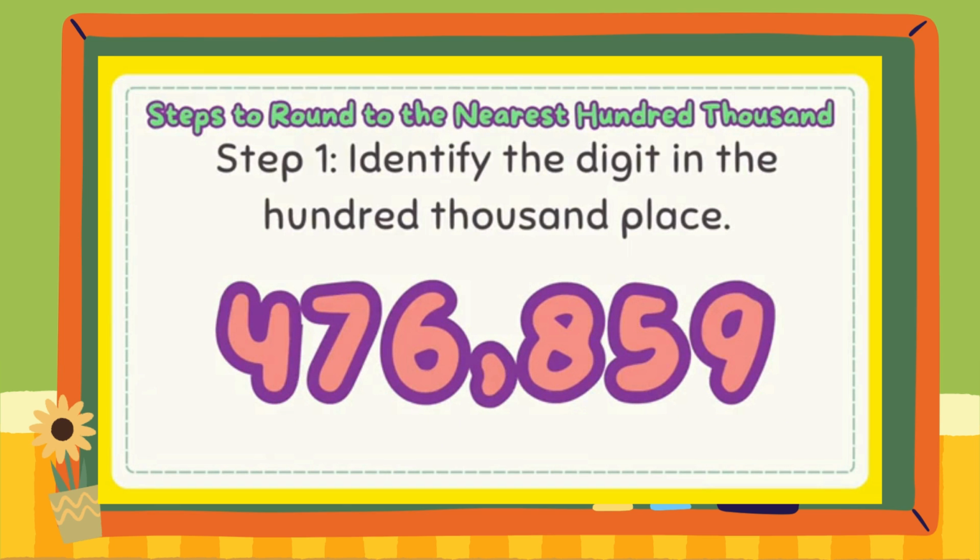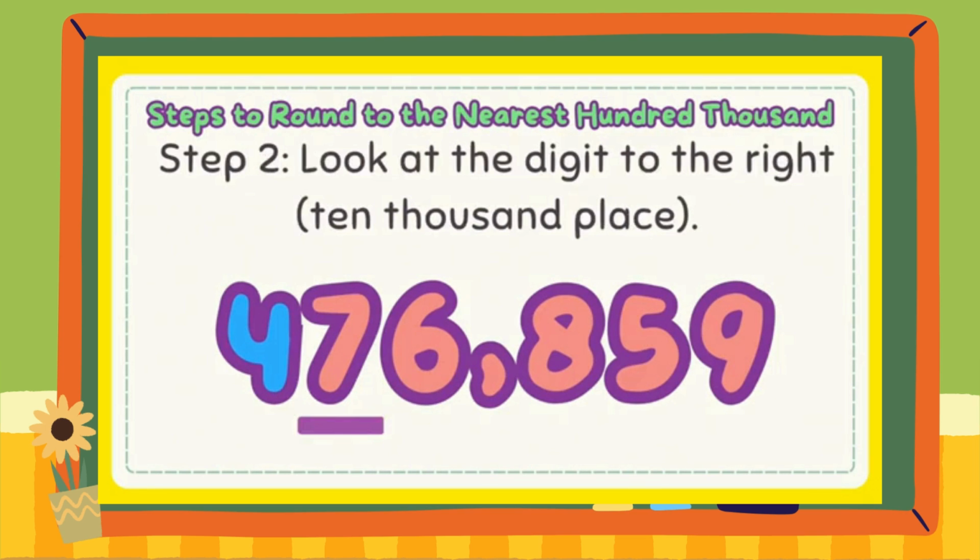Another one. Let's round 476,859 to the nearest 100,000. Our 100,000 digit is 4. And the digit to the right is 7.